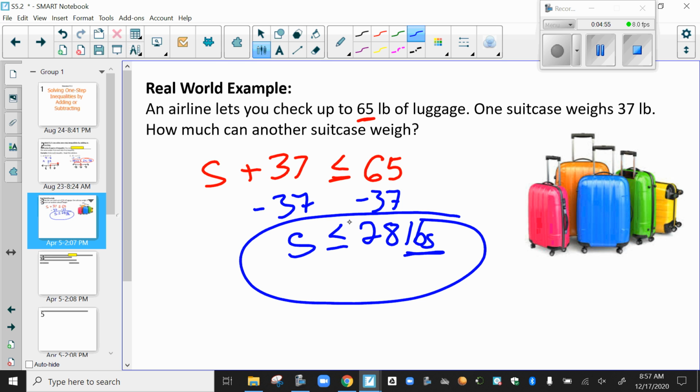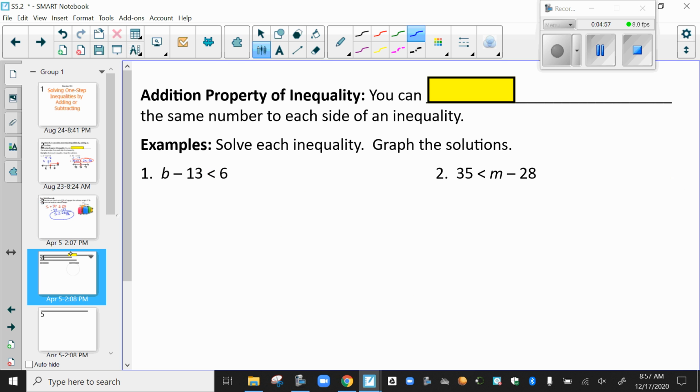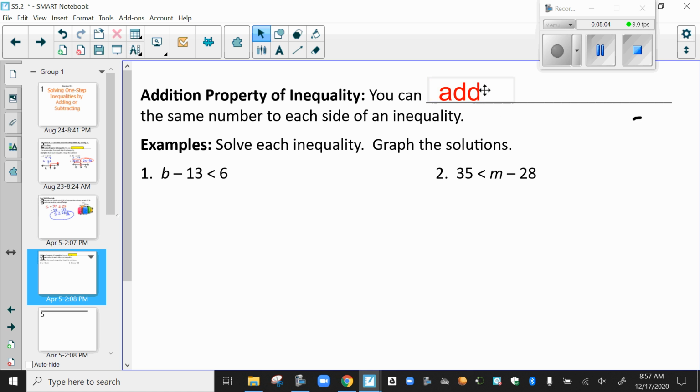All right, next. The addition property of inequality means we can do the same thing but with addition. So we can add the same number to each side. It looks like this. I'm going to add 13 and add 13, right?